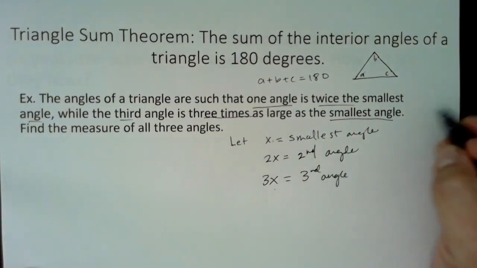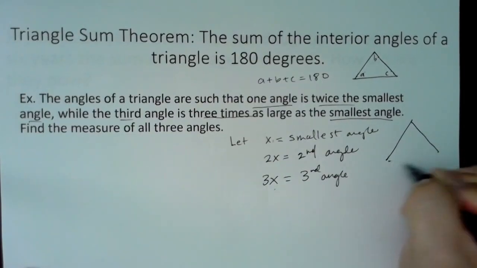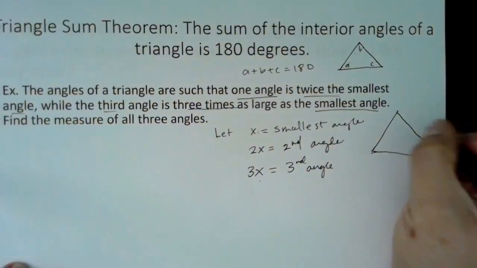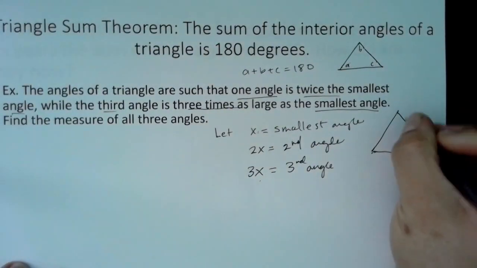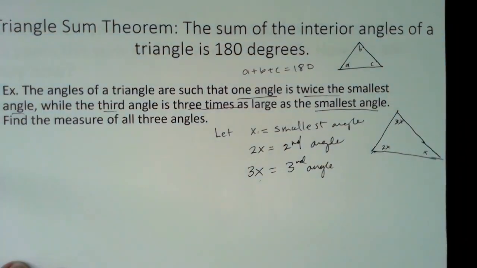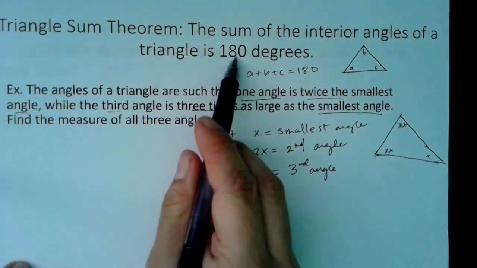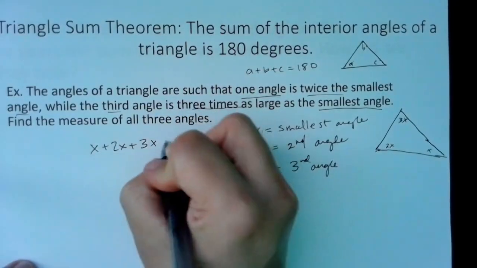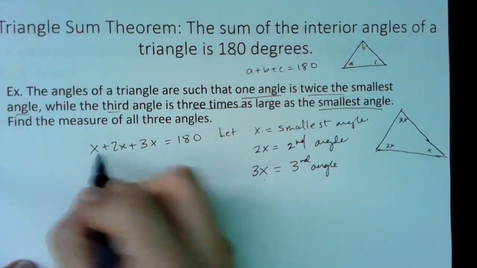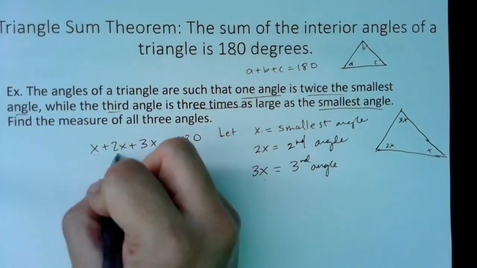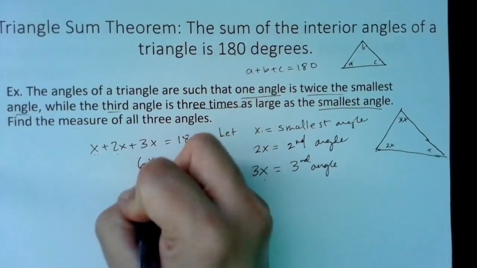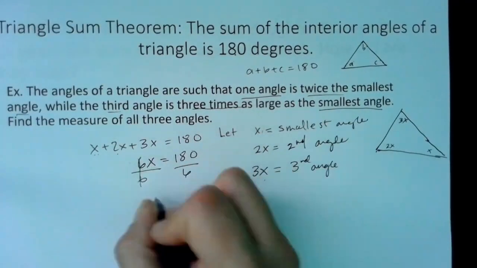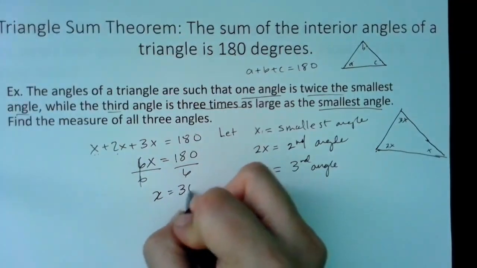This isn't to scale, really. It would be x, 2x, 3x, something like that. So we add all these up, and that's going to be 180 degrees. So x plus 2x plus 3x is equal to 180. That's 6 x's, is equal to 180, and then divide by 6, and we get that x is equal to 30 degrees.